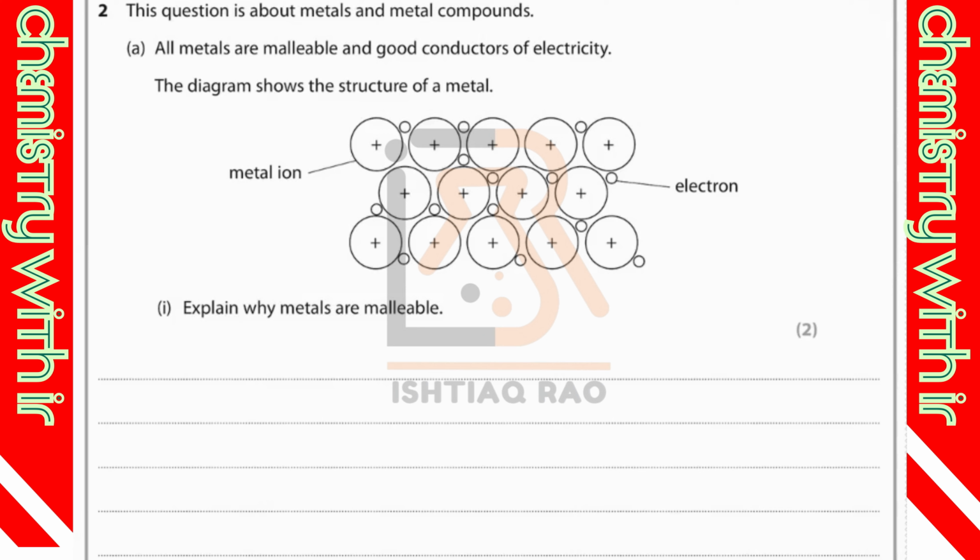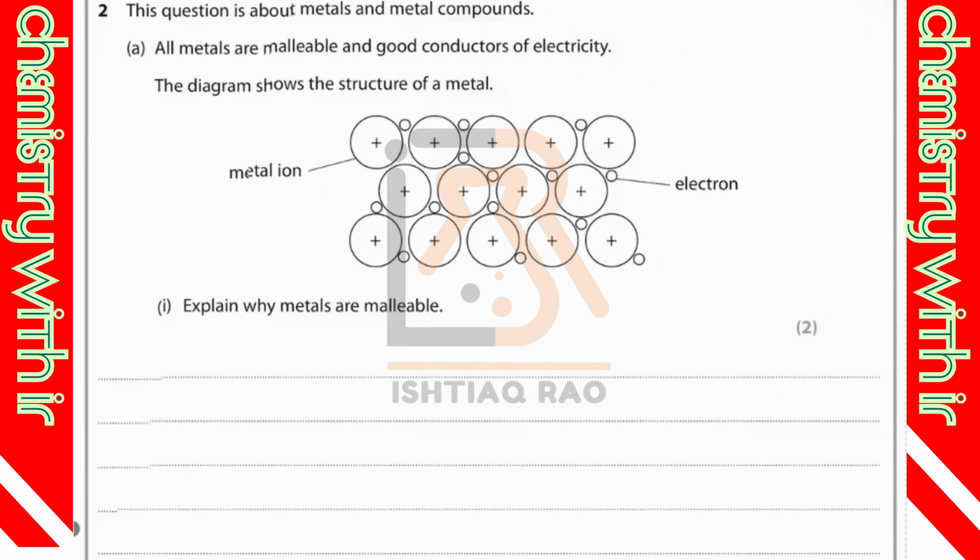They are going to slide over each other. Also, electrons are free to move, because they say metals are good conductors of electricity. Electrons are delocalized and can move throughout the lattice structure. That's the reason it is a good conductor of electricity, and also it is malleable.